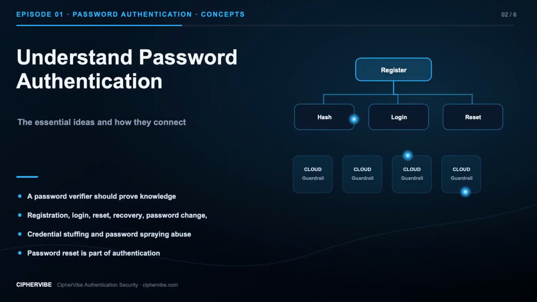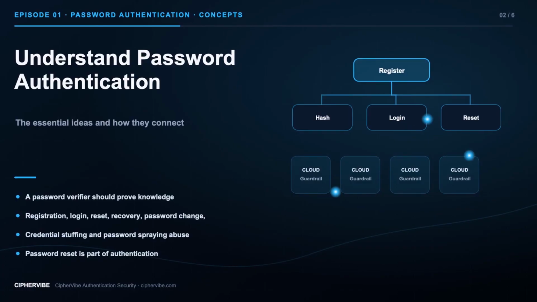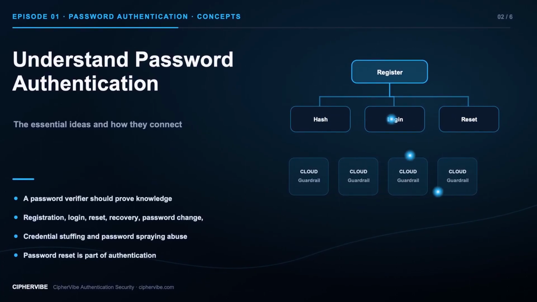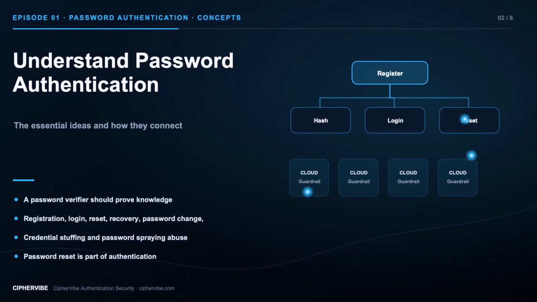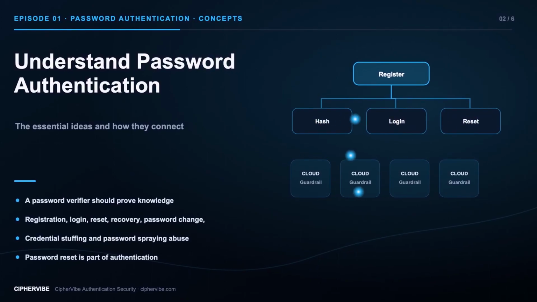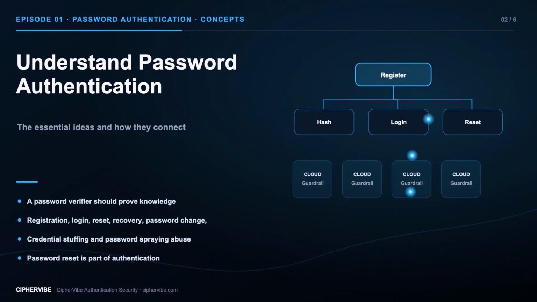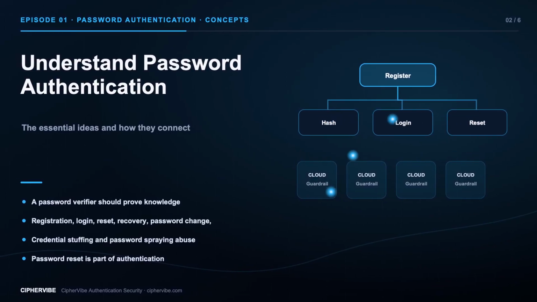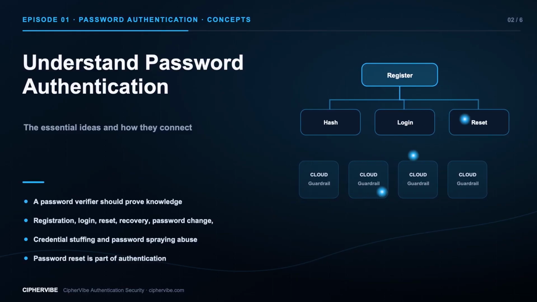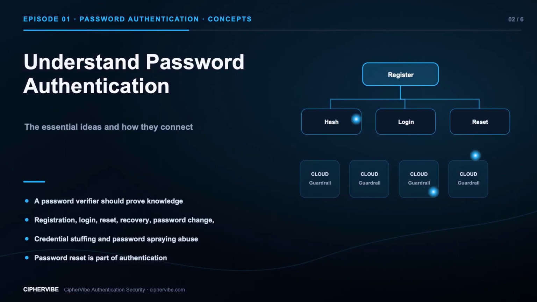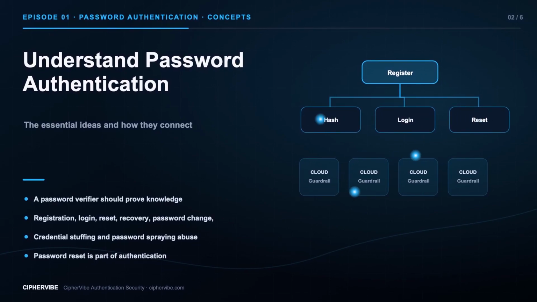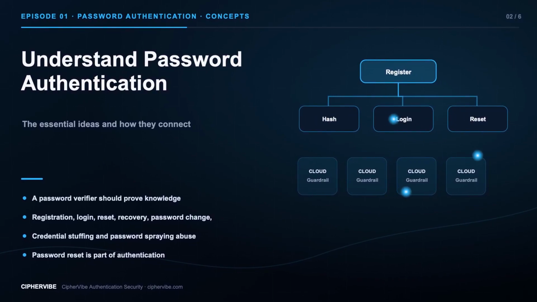Start with 4 concepts that provide the vocabulary for password authentication security, step-by-step guide for 2026. First, a password verifier should prove knowledge without storing the password itself. The server should store a salted, slow password hash, not reversible secrets. Second, registration, login, reset, recovery, password change, and session creation are separate trust transitions that need separate evidence and limits.